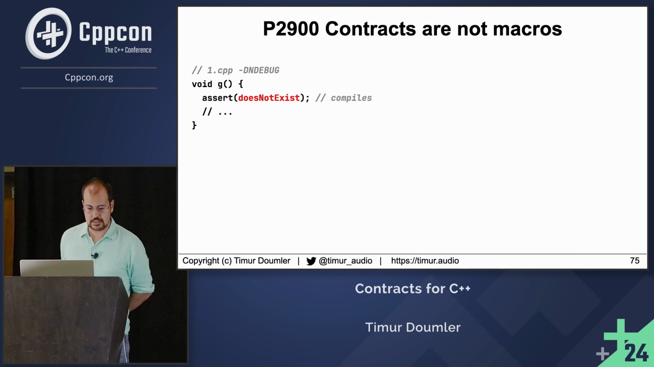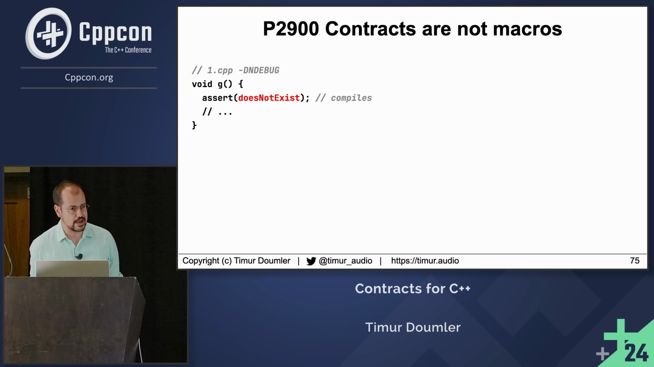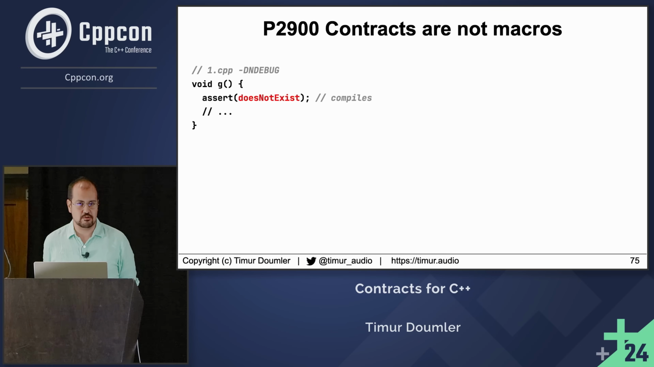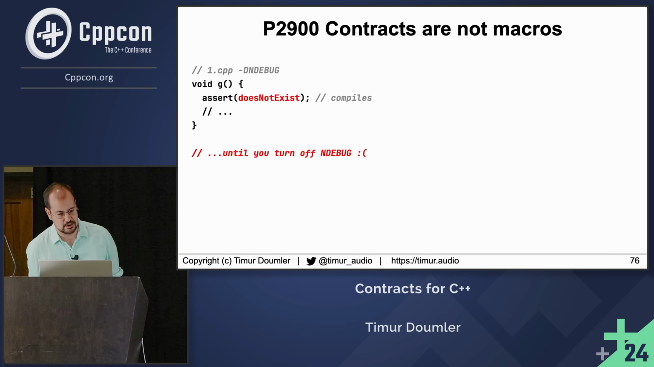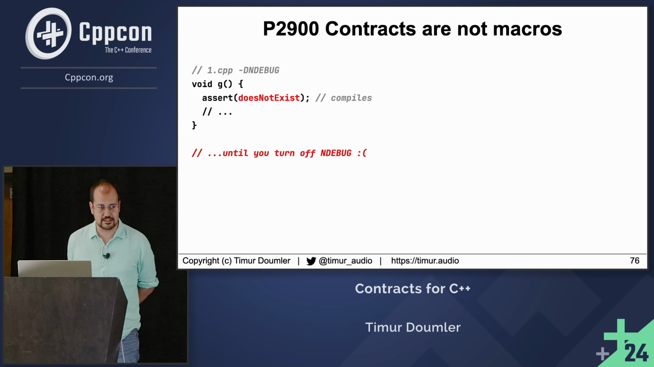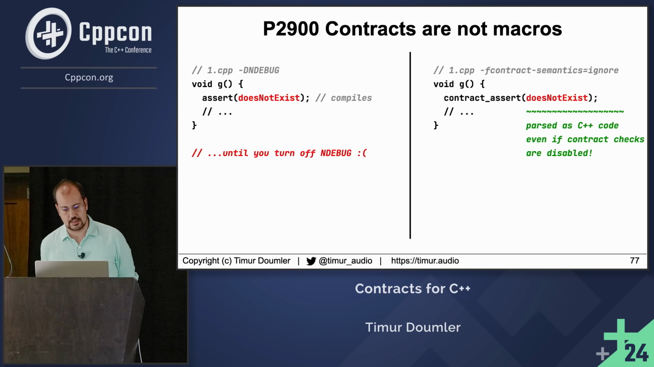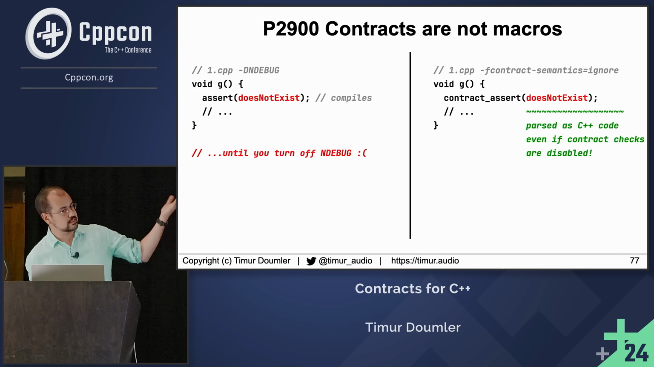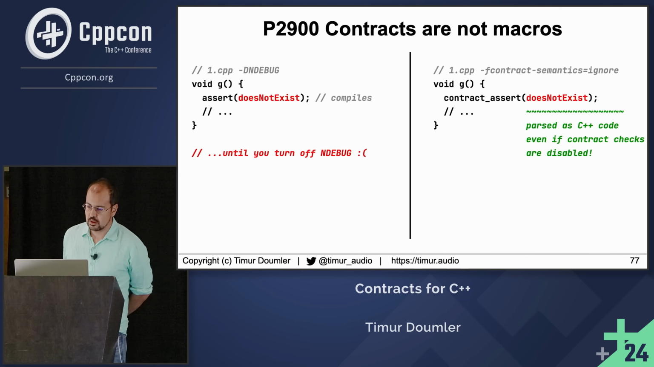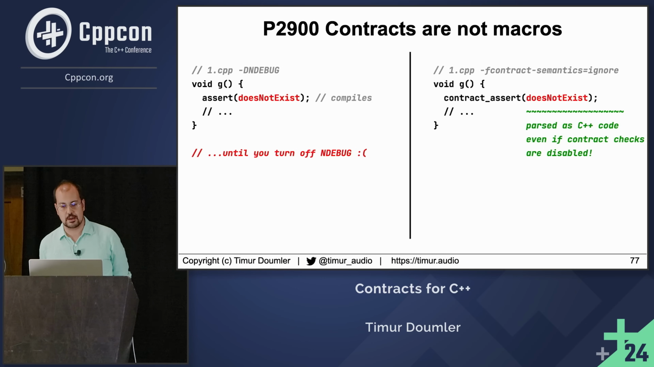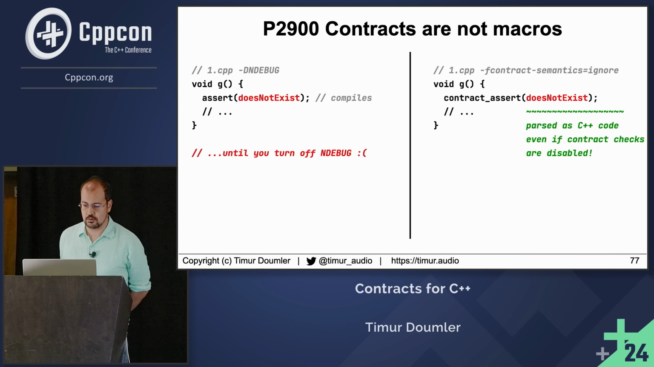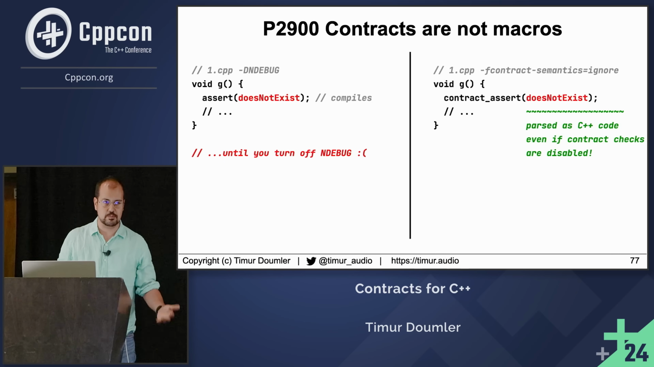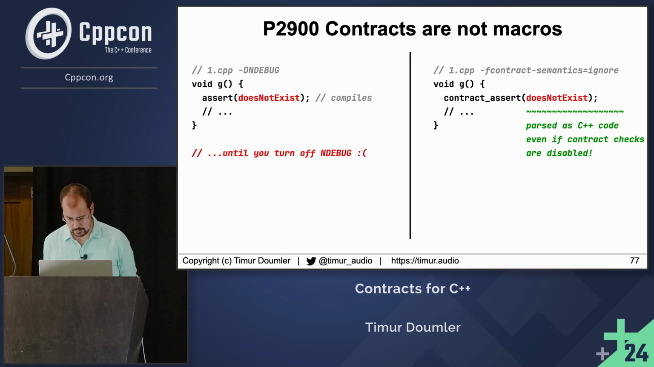A third problem with macros is bit rot. If you have an assertion that's disabled and there's something in there that isn't actually valid code, it's fine because it's just textually removed until you turn off NDEBUG, and then everything horribly breaks. With P2100 contracts, that's not going to happen, even if contracts are disabled. Contract semantics are ignored. We're going to talk about semantics in a minute. It will still be parsed as a proper C++ expression and ODR used and all of that. Even if there's no runtime check at all, it's still going to be parsed as C++ code, so you can't get into this bit rot problem.